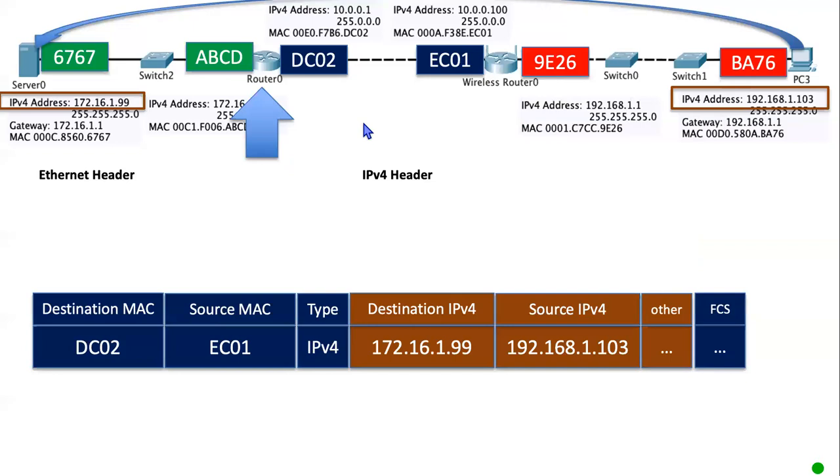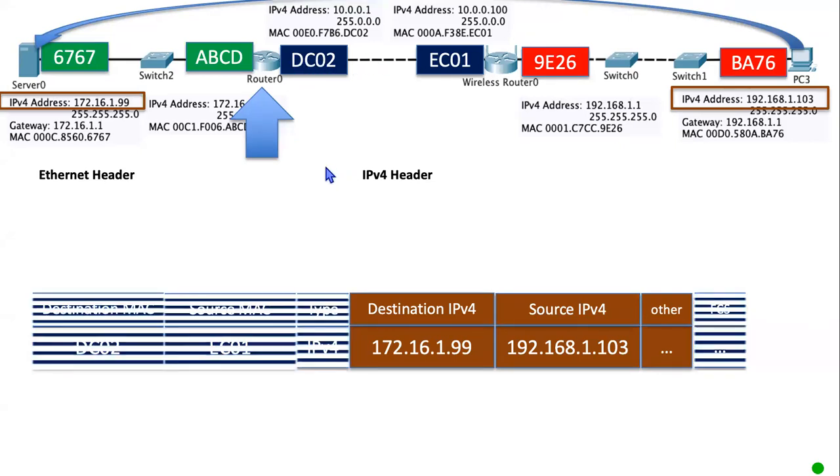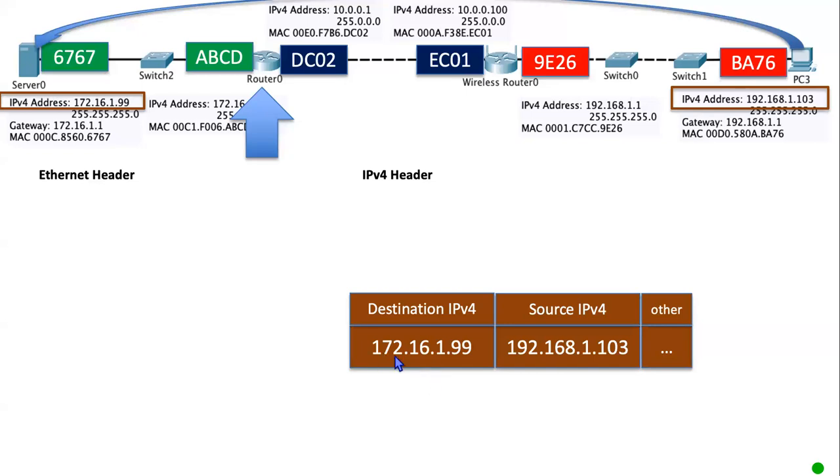Router 0 receives this, says, oh, DC02, destination MAC address. That's my MAC address right here. I received that frame on. Let me de-encapsulate that. Oh, destination IPv4 address, 172.16.1.99. Hey, I recognize that. My routing table tells me I'm directly connected to that network. I can get there directly.